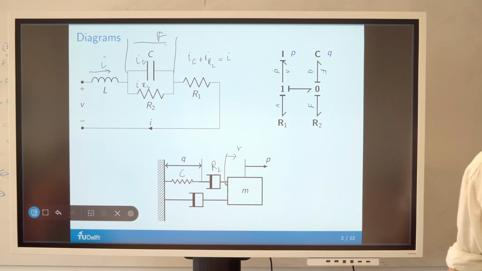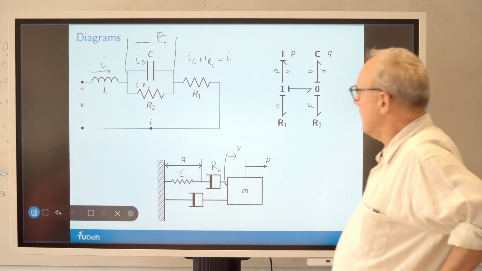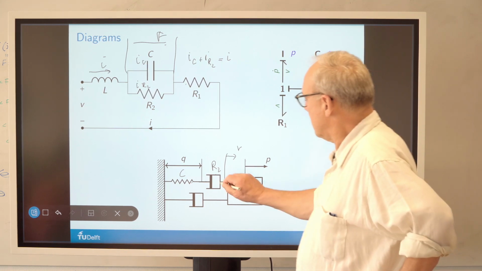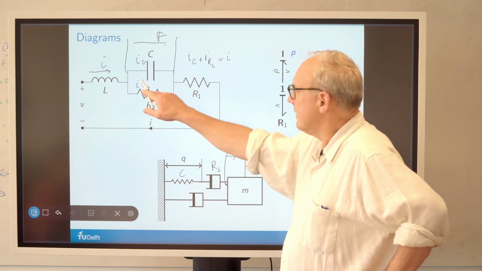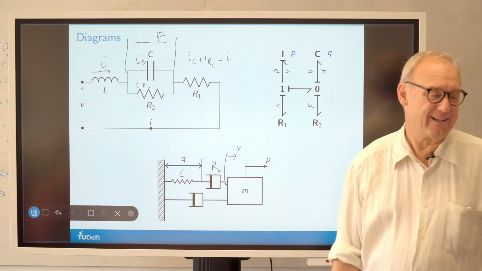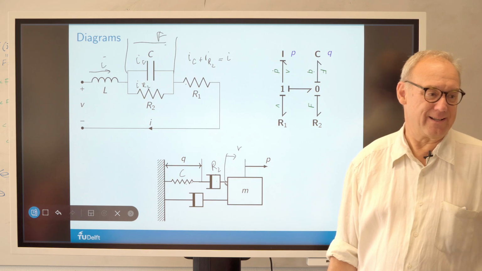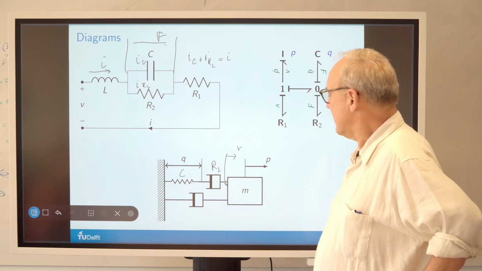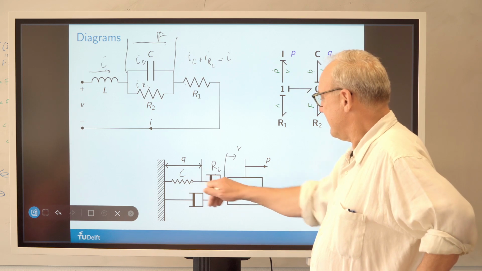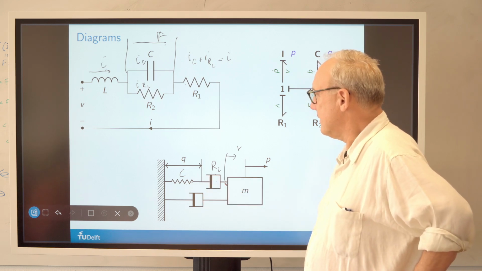You look really confused already. Yeah? If actually the velocity is split over the capacitor and the resistor, and in parallel the other resistors, so R2 should be parallel, while R2 and C should be in series.